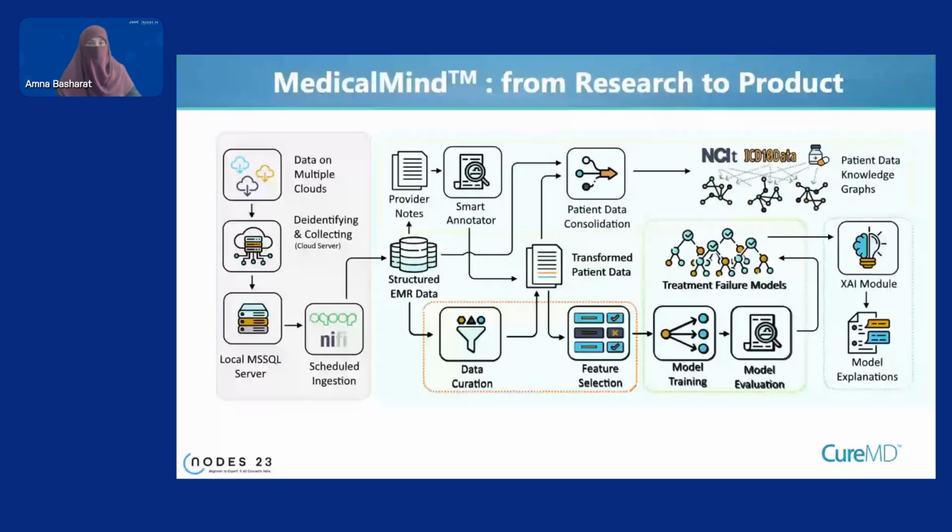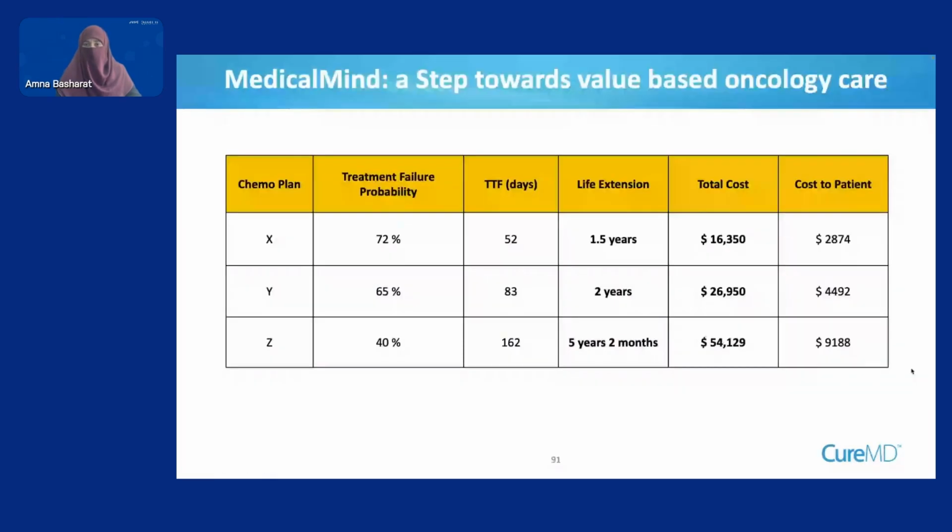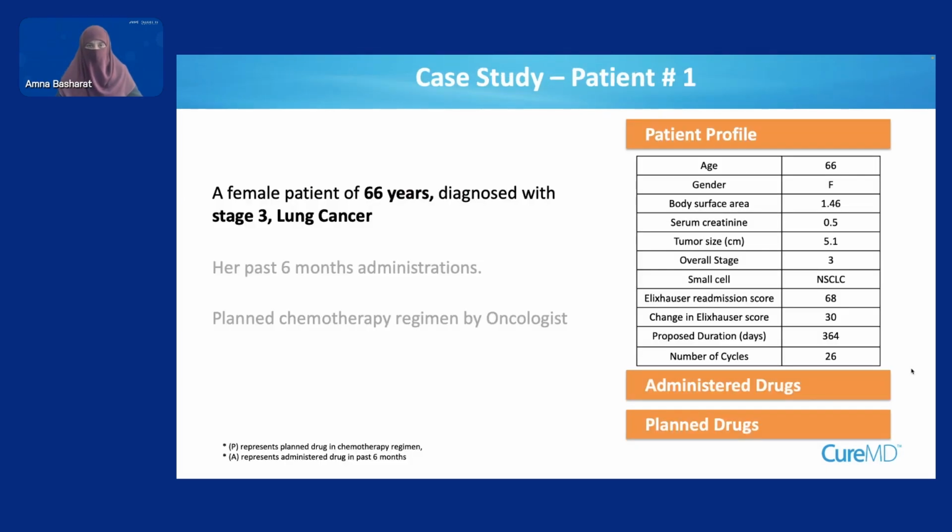For instance, Medical Mind is able to provide comparative treatment plans with their treatment failure probabilities, time to treatment failure in terms of days, and the expected life extension. Based on that, it helps analyze even financial strains and allows you to compare the relative effectiveness of the treatments with respect to the probability of treatment failure and life extension. In this way, it's able to add value. It's able to provide value-based patient-centric care.